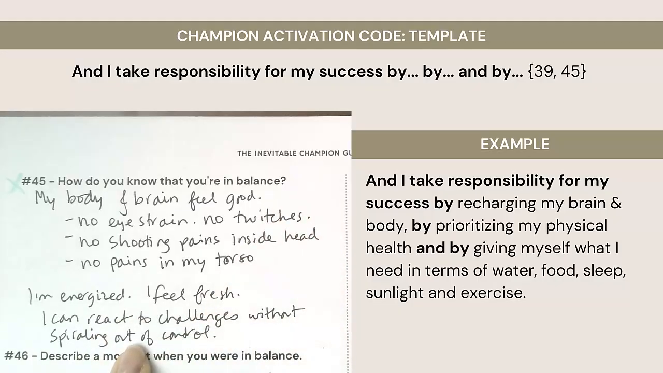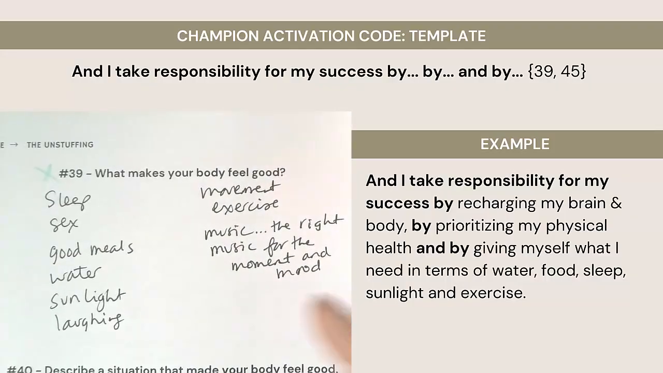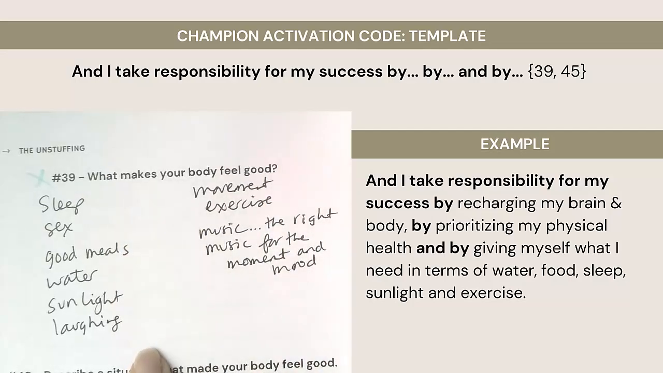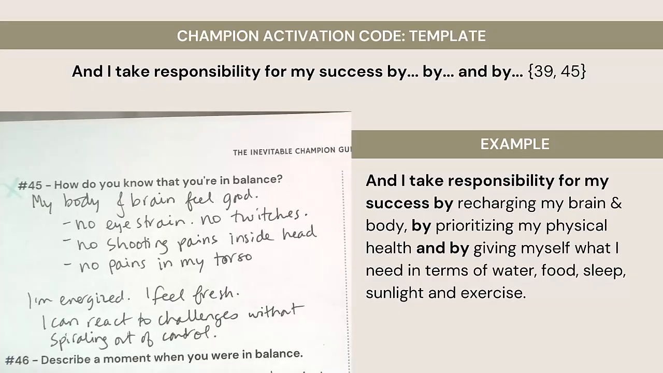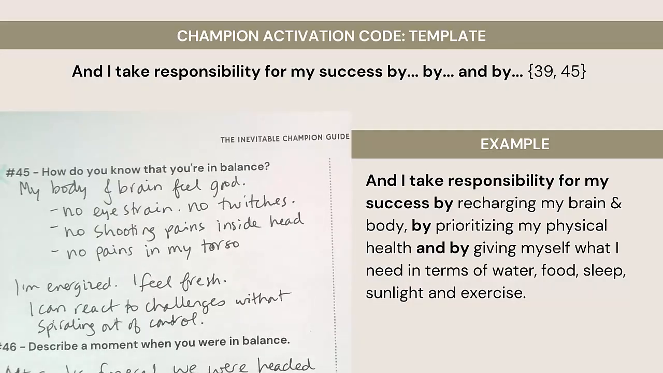And that last part came out more from my answers on number 39, where I was saying, what makes your body feel good? And I had a list of some common things. So take a moment, pause your video, and review what you wrote on 39 and 45 and create the rest of your sentence of what you can do to take responsibility for being successful.